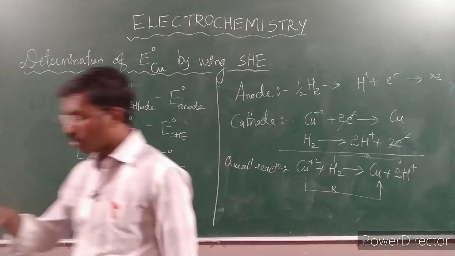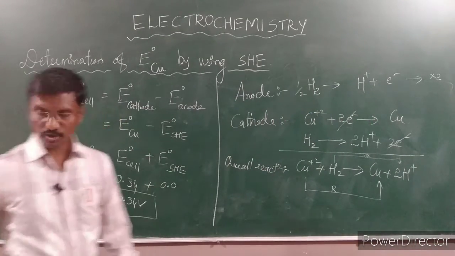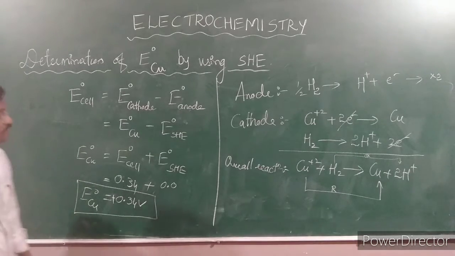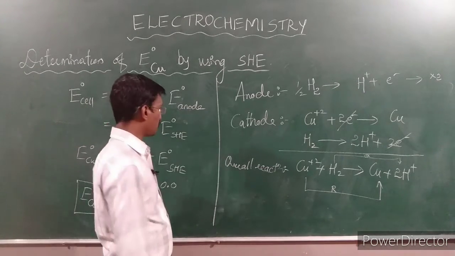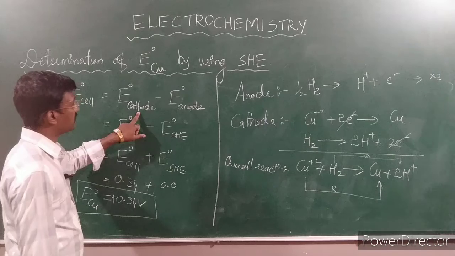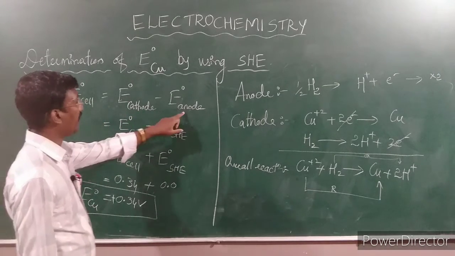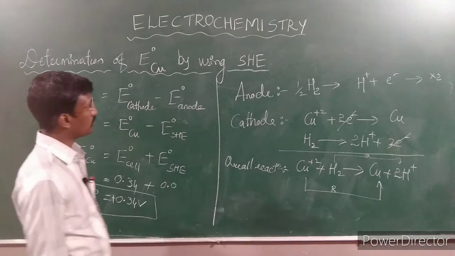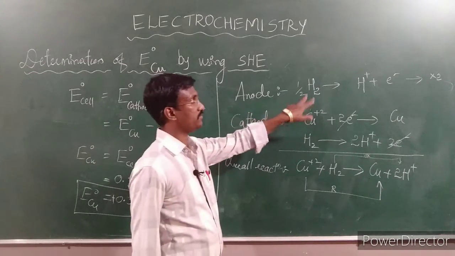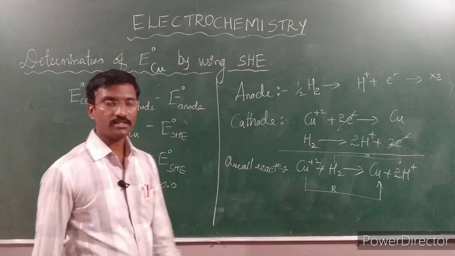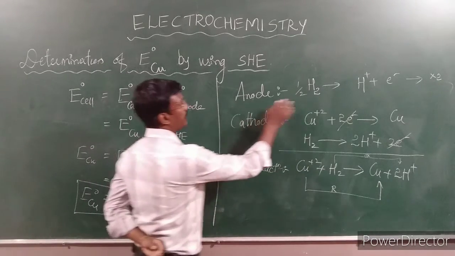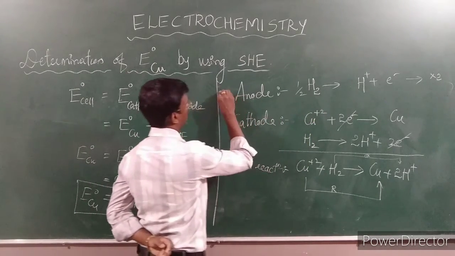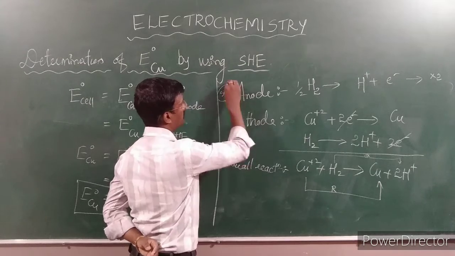Along with this, the representation of the cell is also important. Look here, the cell representation. In the cell, you always have to begin from the anode. Anode first you have to write, and next you write the cathode. Why? Because at the anode oxidation takes place. First you write the oxidation, next the reduction. In the anode we are having the SHE, so first we have to write the SHE.